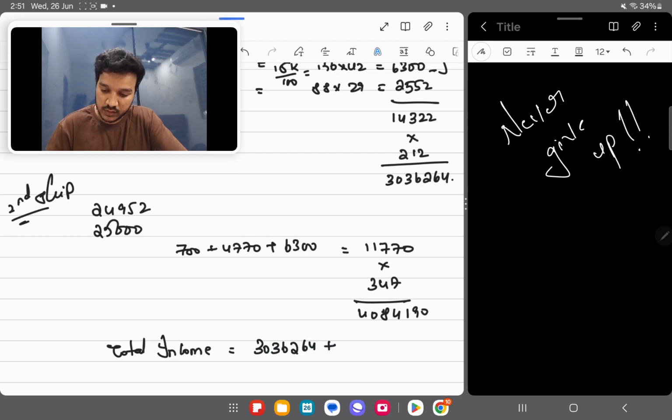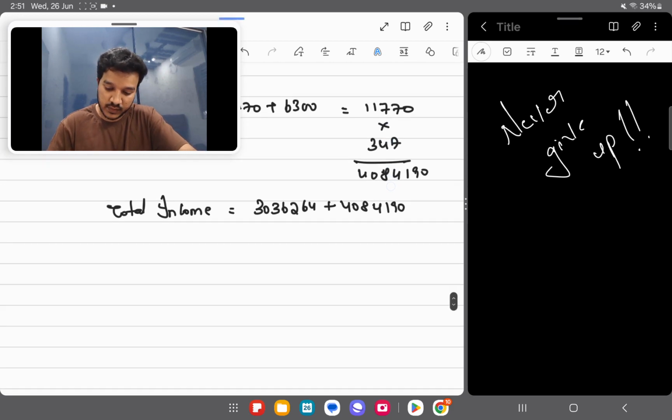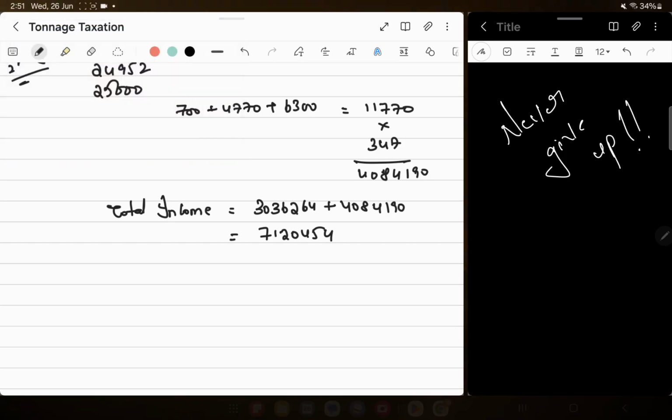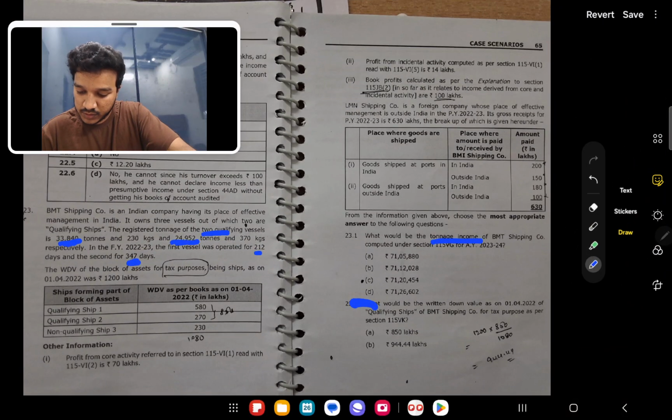Now for total income, you should add those two: 3036264 plus 4084190, equals, so the answer is 7120454, right? We'll see if that is there in the options. If you see, that's there in the options, so the answer is C.